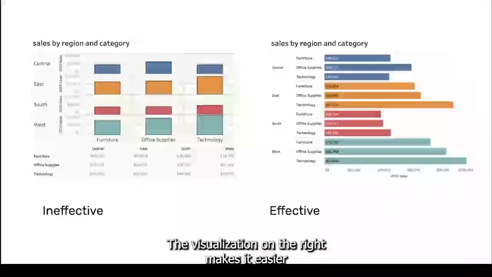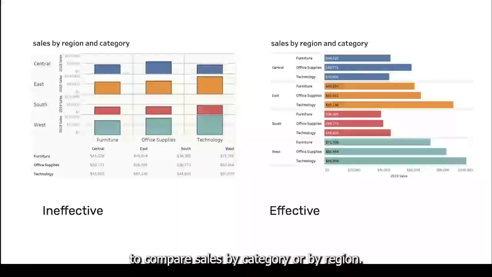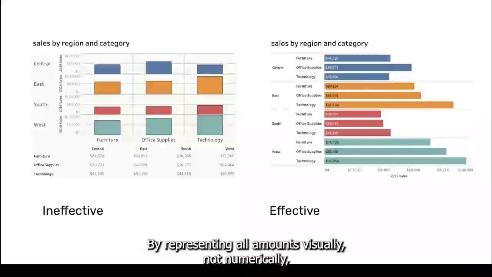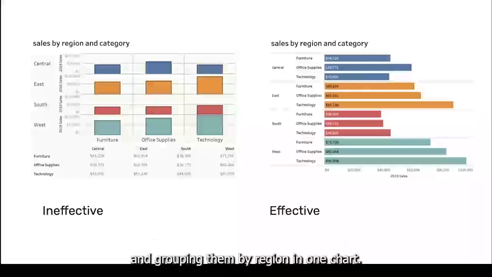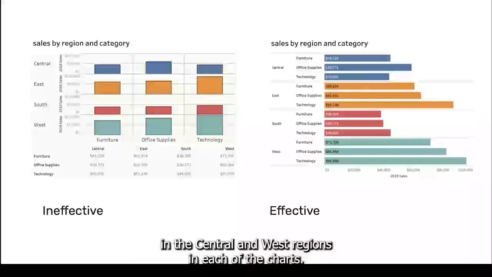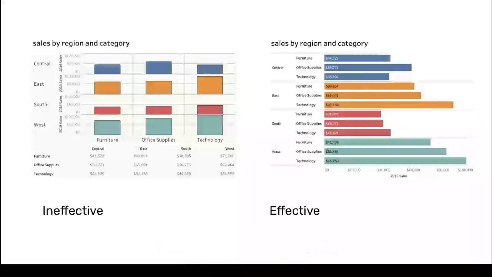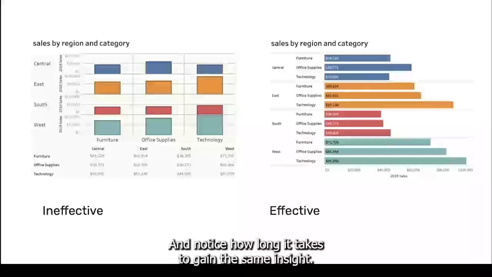The visualization on the right makes it easier to compare sales by category or by region by representing all amounts visually, not numerically, and grouping them by region in one chart. Test this out by comparing furniture sales in the central and west regions in each of the charts and notice how long it takes to gain the same insight.